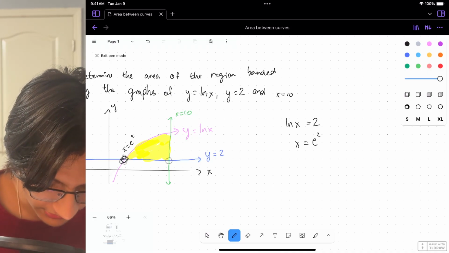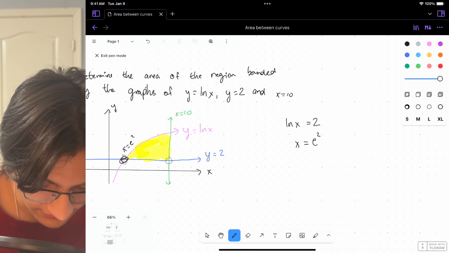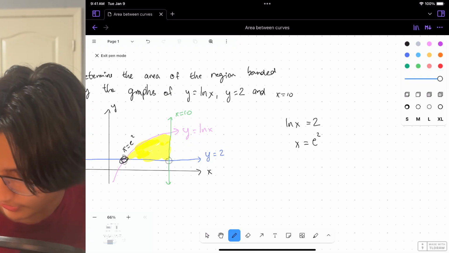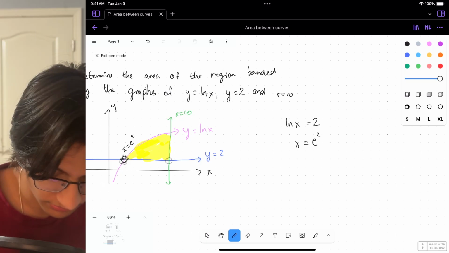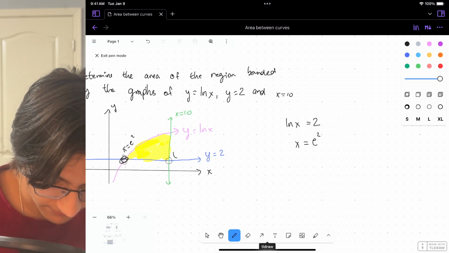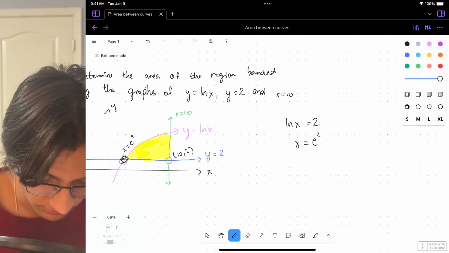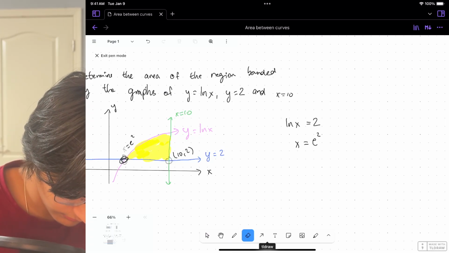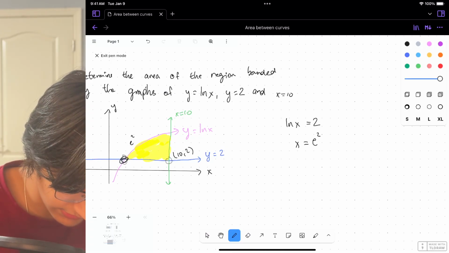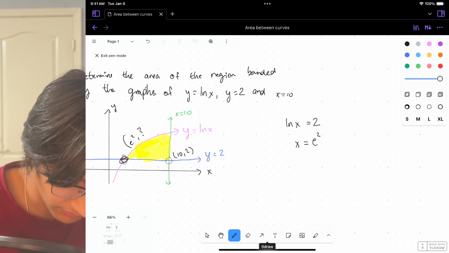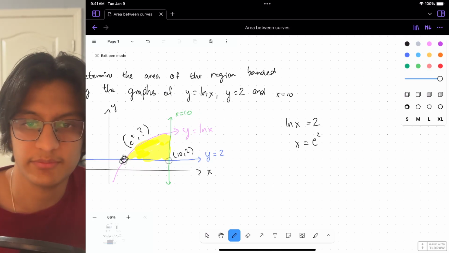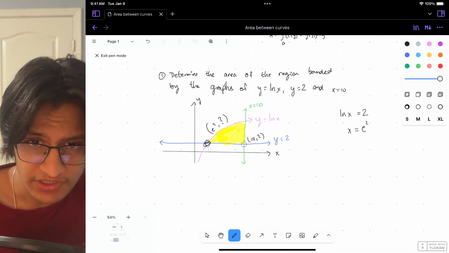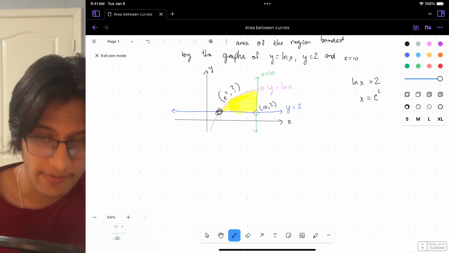Now, for this other point, it's touching the line x equals 10 and y equals 2. So this point right here is just going to be 10, comma 2. Actually, I shouldn't even write x equals e to the... Technically, this is e squared times some number we don't know. I'm not going to calculate it, but it's not important to know. So now we can just do the integration, right? It's pretty easy at this point.